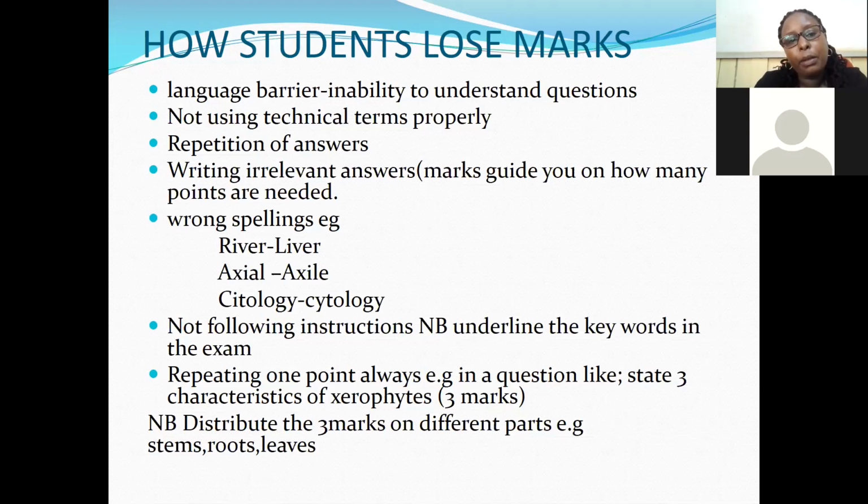And number 2, by not using the technical terms properly, when the learner is not using the technical terms properly. Another one is repetition of answers. Another one is when writing irrelevant answers.